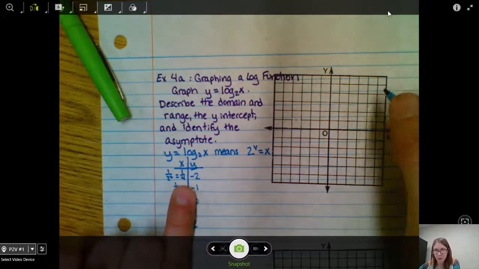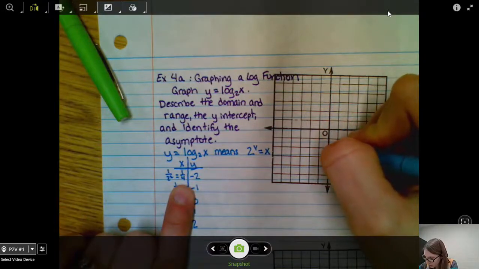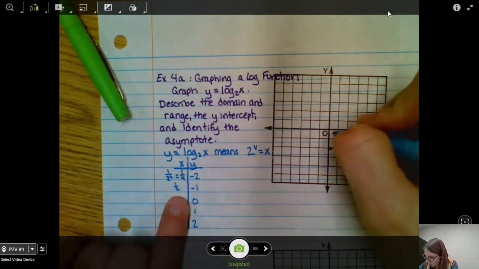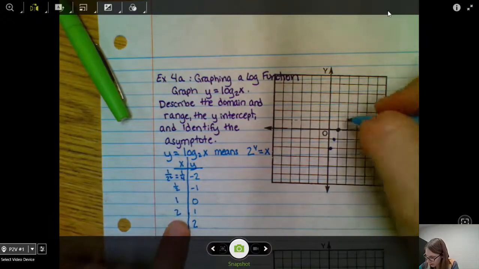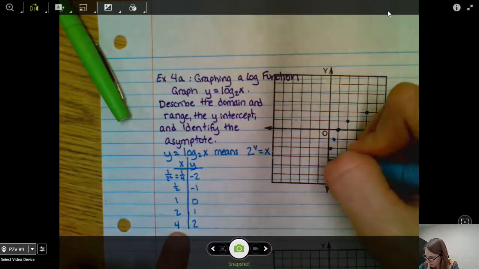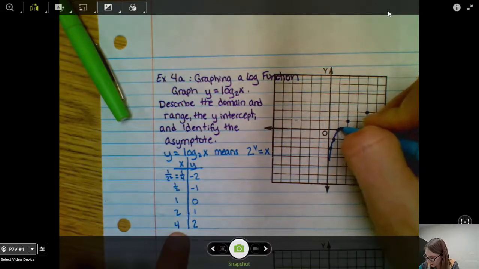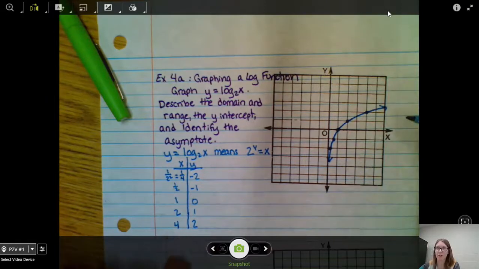So let's plot these points. We have (1/4, -2), (1/2, -1), (1, 0), (2, 1), and (4, 2). Connect our dots. And this is what our graph looks like.